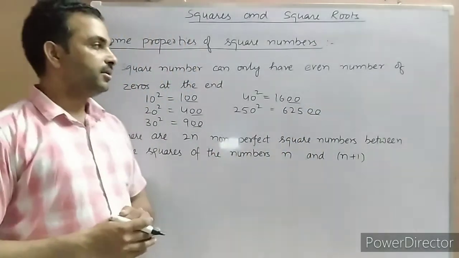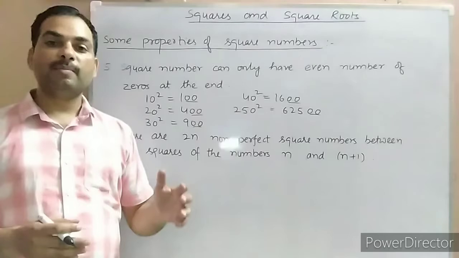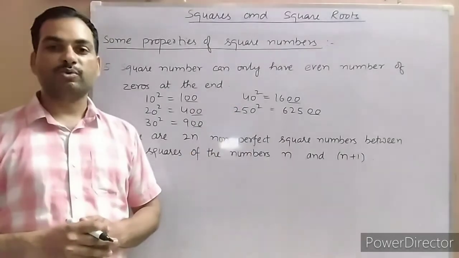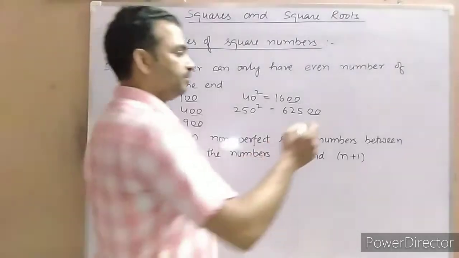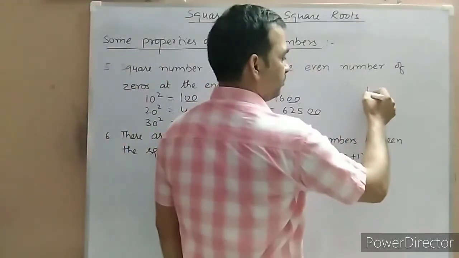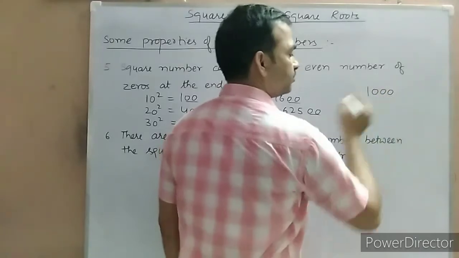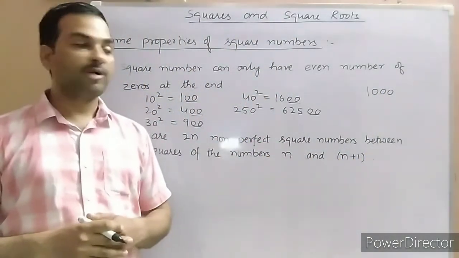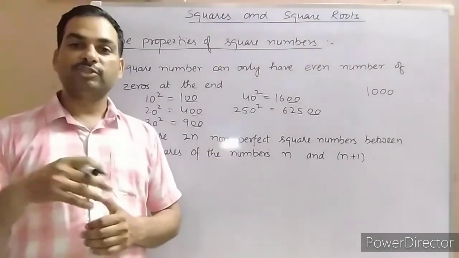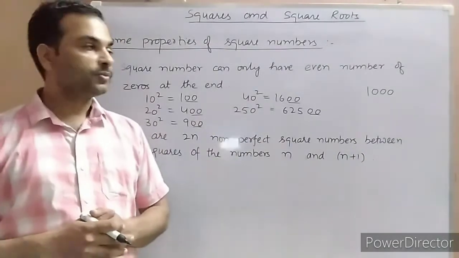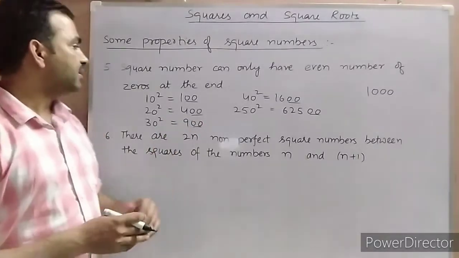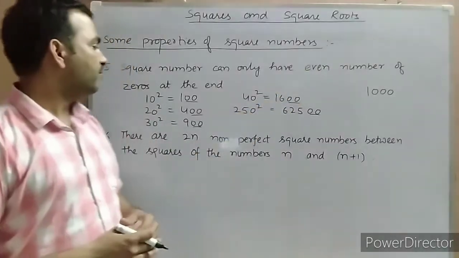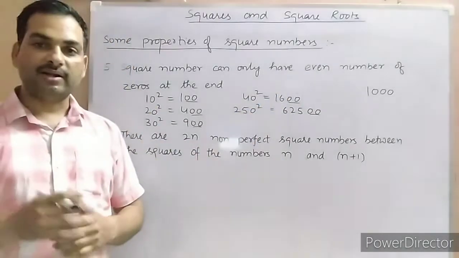If any number does not have an even number of zeros at the end, then it cannot be a perfect square number. For example, if I write 1000, it is not a perfect square number because it cannot be written as a square of any natural number. Always remember that a square number can only have an even number of zeros at the end.